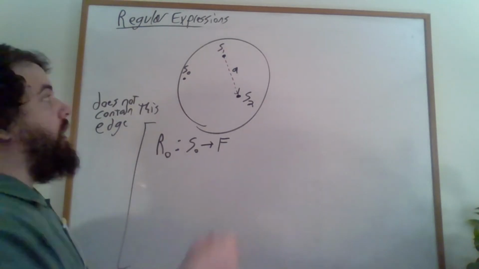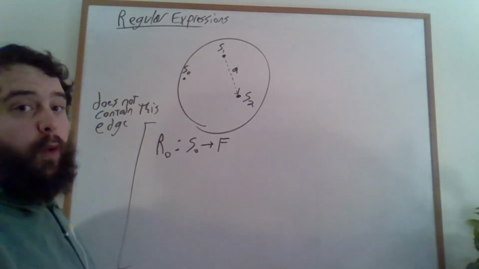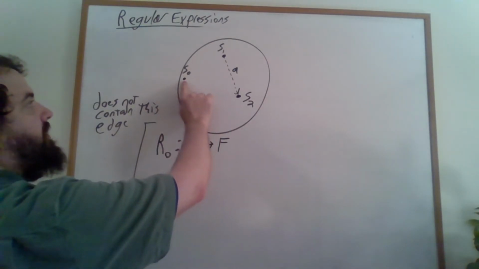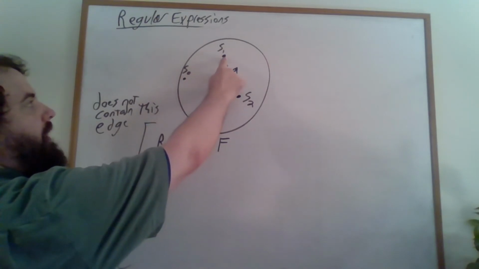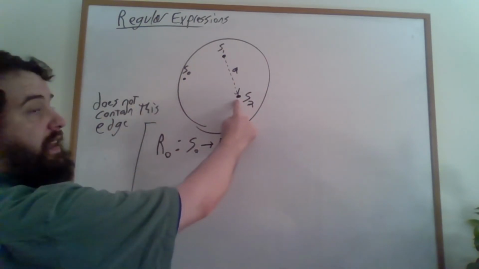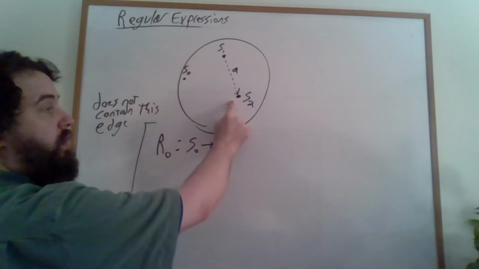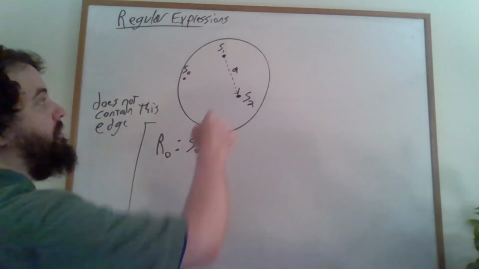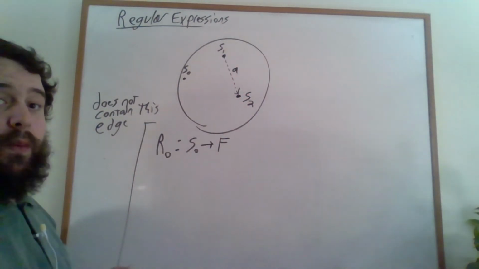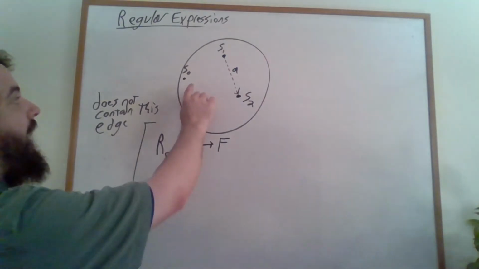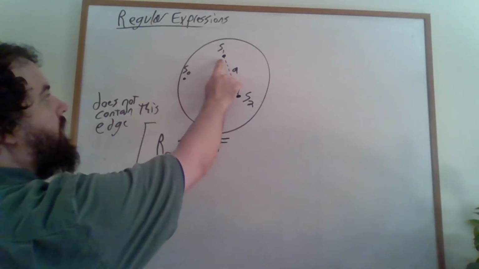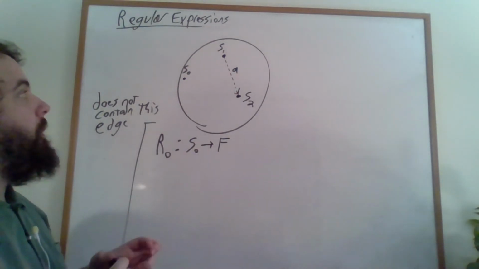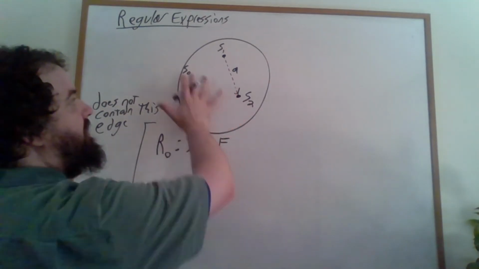But what about the case where it passes through this edge exactly once? Well, in that case, we're going to want a path from S0 to S1, and then we're going to take this edge by reading an A from S1 to S2, and then we're going to want a path from S2 to a final state that doesn't pass through this edge. And so what that's going to look like, well, a path from S0 to S1 is simply a word that is accepted by the automaton with exactly the same graph.